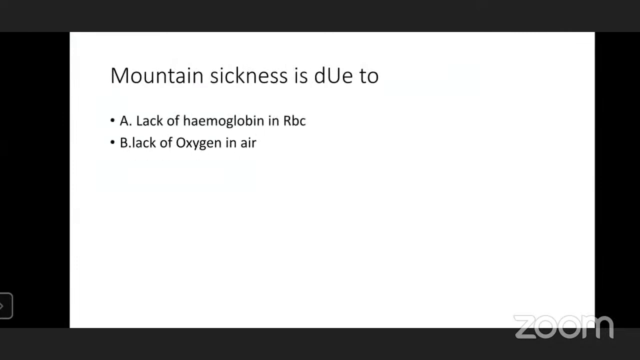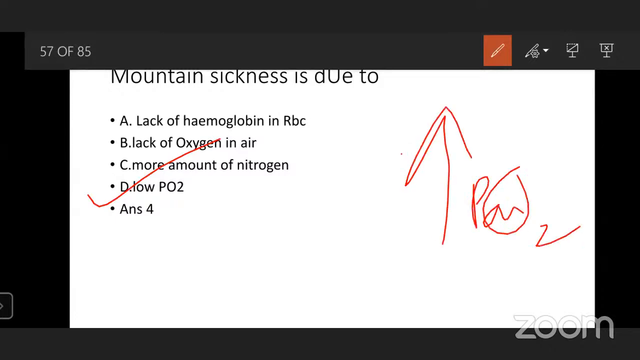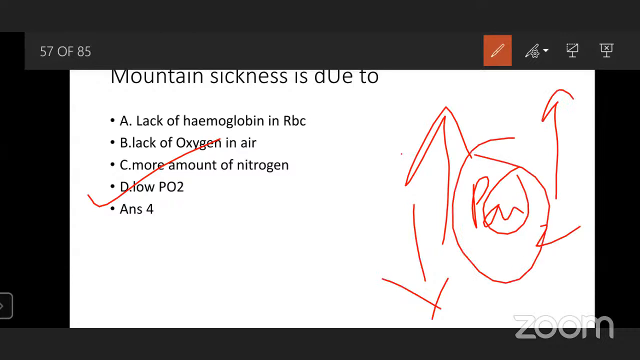Next question is, mountain sickness is due to lack of hemoglobin in RBC, lack of oxygen in air, more amount of nitrogen, or low PO2. So it is due to the low partial pressure of oxygen in that atmosphere, because as we reach a higher altitude, the partial pressure of oxygen, that is PO2, will decrease. As the height increases, the partial pressure of oxygen decreases. So because of that, there will be mountain sickness.